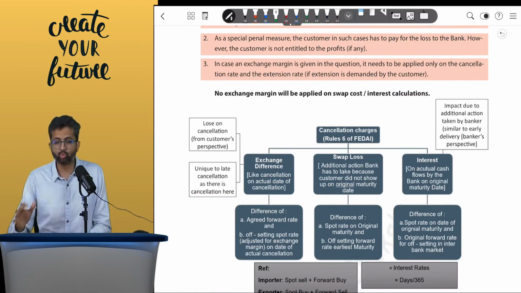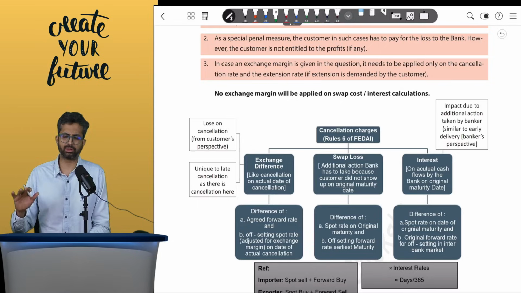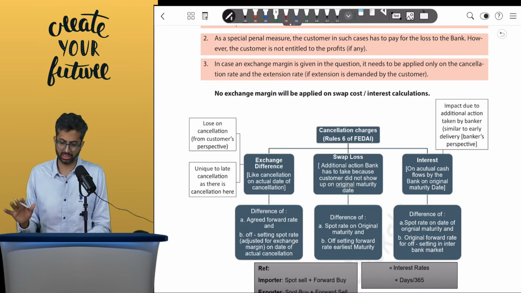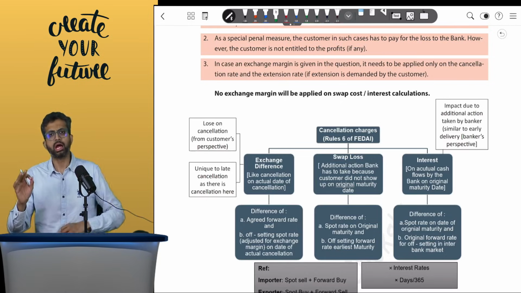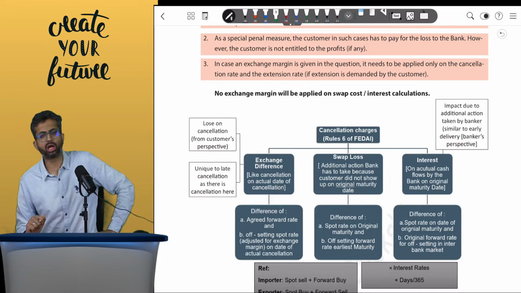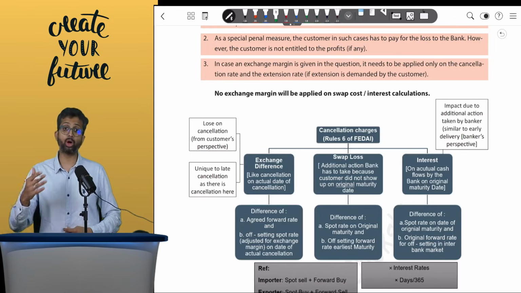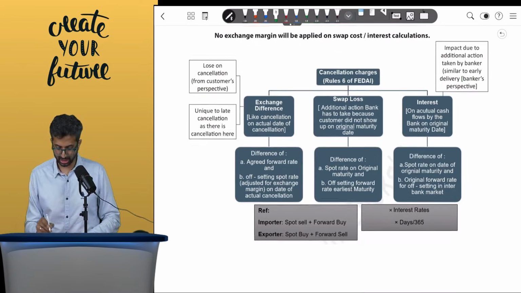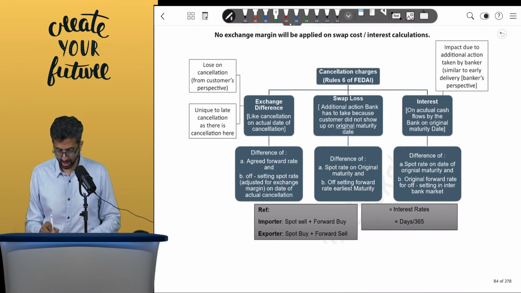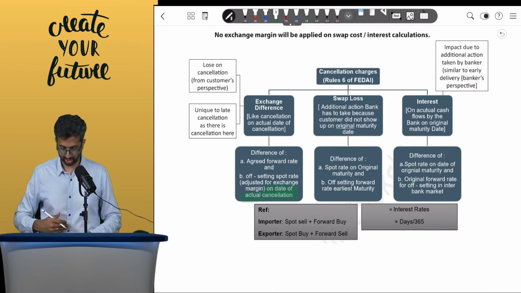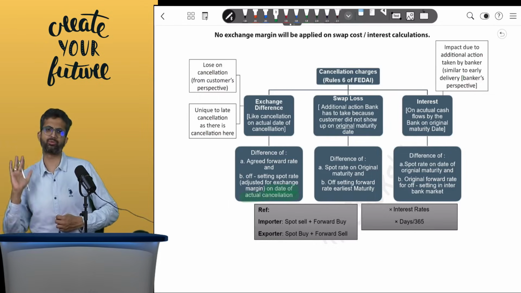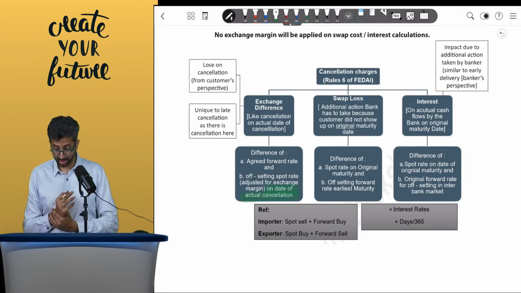First, once the original maturity is done, there would be a definite cancellation. There would be a cancellation, and the cancellation will be done in a similar way. You will compare the originally agreed forward rate with the offsetting rate. The offsetting rate over here would be the rate on the date of actual cancellation. So that actual cancellation can be today, or if the customer comes within 3 days, whenever the customer comes, that will be the relevant rate.